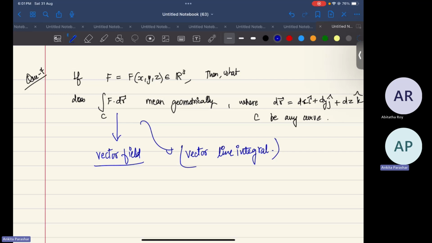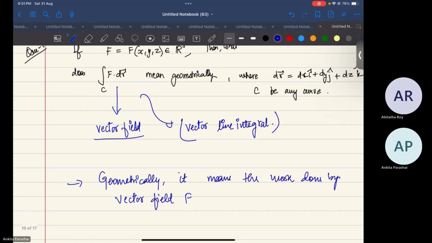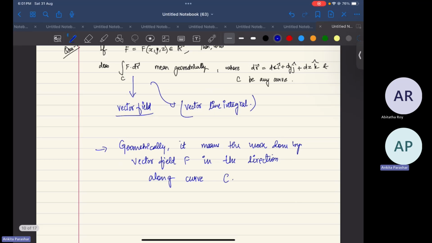So it is nothing but, geometrically, let me write. It means the work done by the vector field F, you can say by the particle, along the direction of the curve C. So both the things have very different meaning, as we just saw.